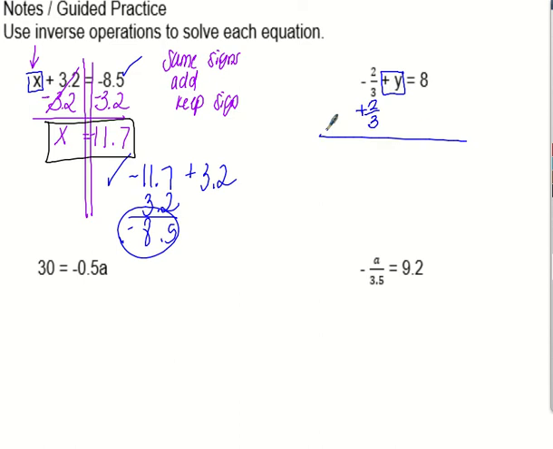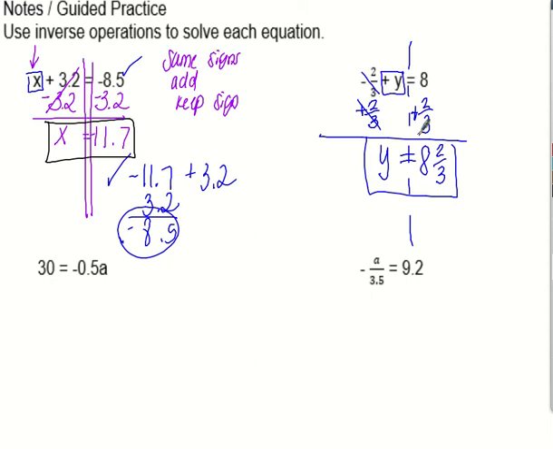2/3. What you do to one side, remember this is your middle, you do to the other, so you're adding 2/3 to this side as well. -2/3 and +2/3 cancel. You get y equals 8 2/3. And that one's easy because it's a positive plus a positive. And then if you're checking your answer.